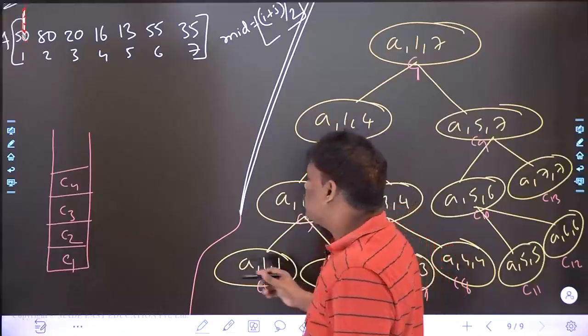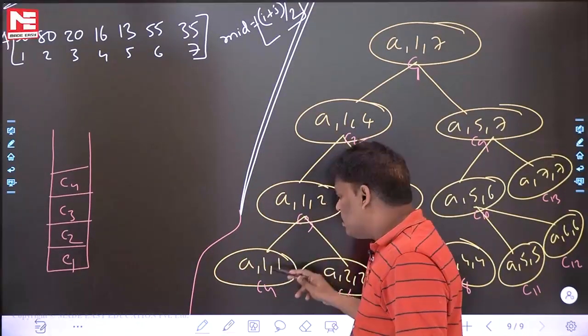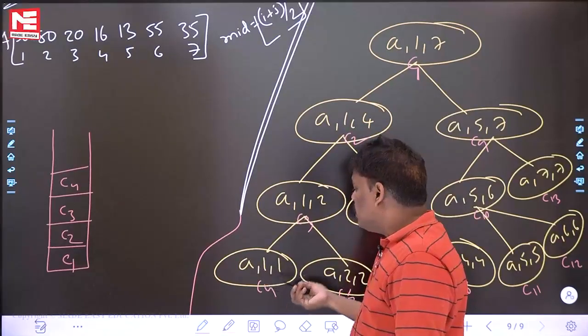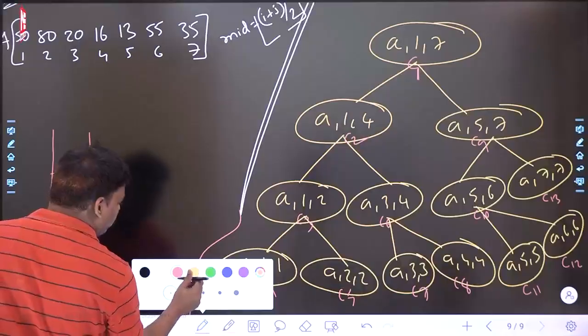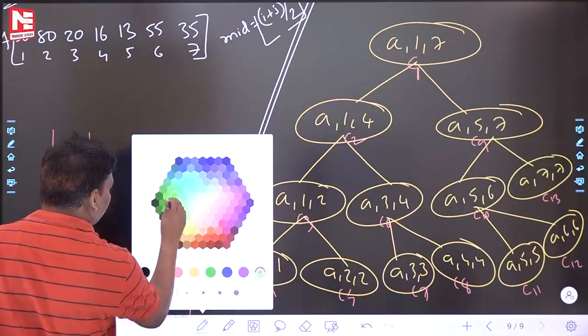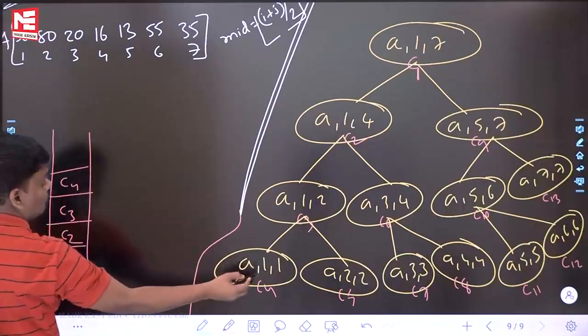Can you help me now? Who is the top of the stack? C4. Top of the stack is C4. Can you complete this one? Yes. Why? It is a small problem. Then complete now. I am completing now. Because it is a small problem, I can complete. Can you help me now? What is the meaning of A11?